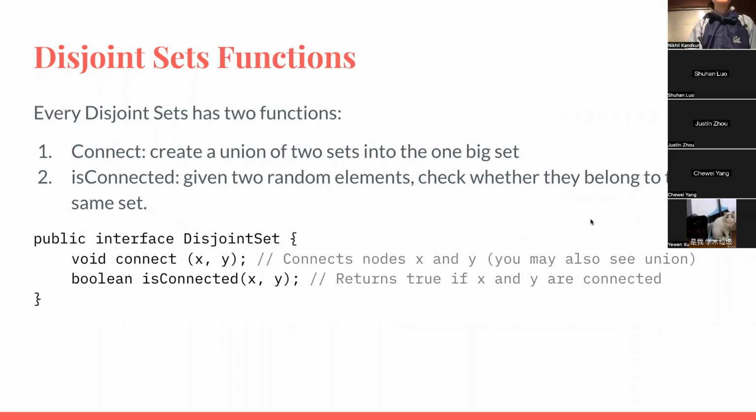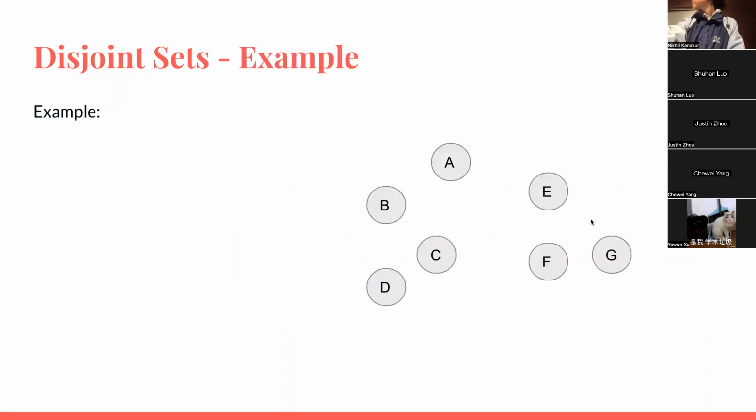Every disjoint set has two functions, the connect method and the isConnected method. The connect method creates a union of two sets into one big set, and isConnected, given two elements, checks whether they belong to the same set. So if we run an example, connecting A and B, connect B and C, and then connect C and A.